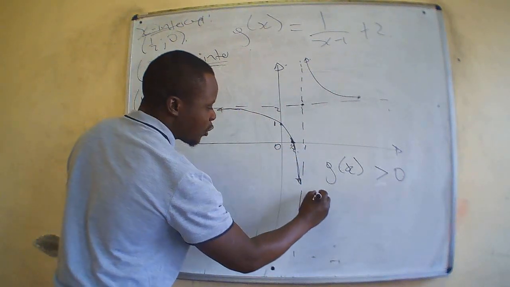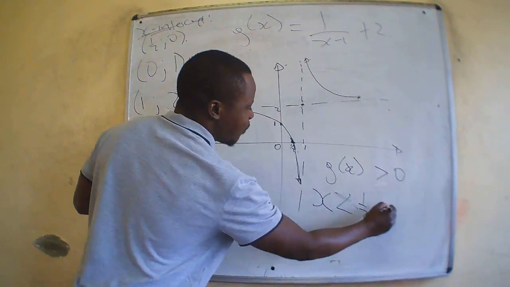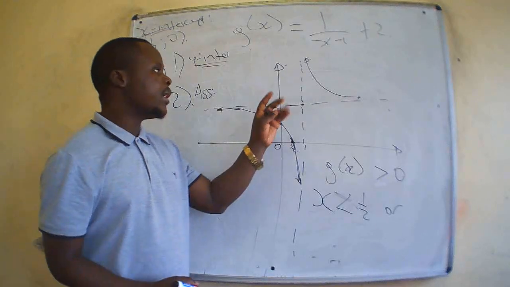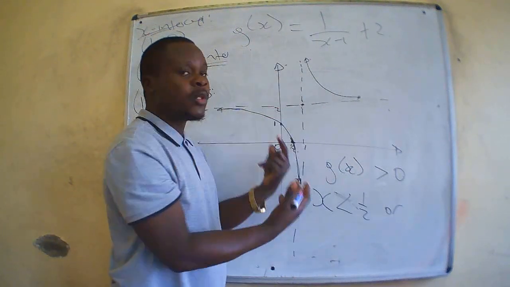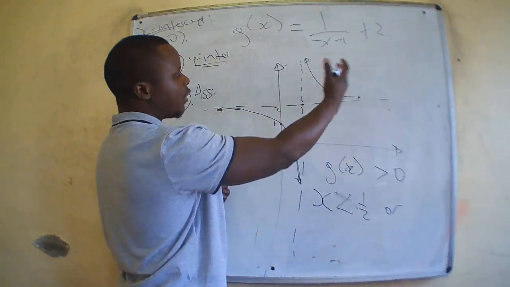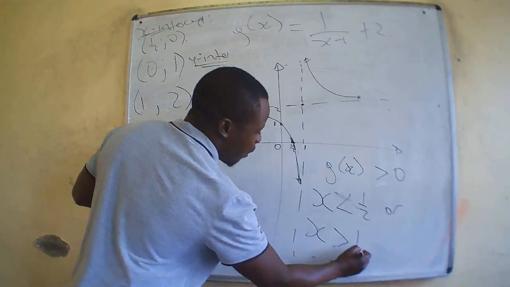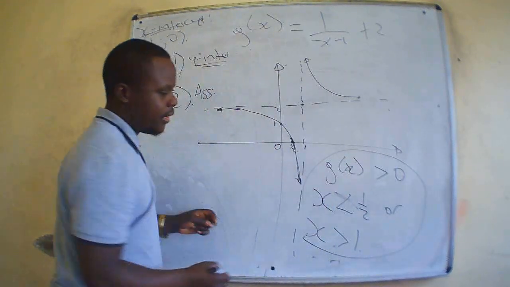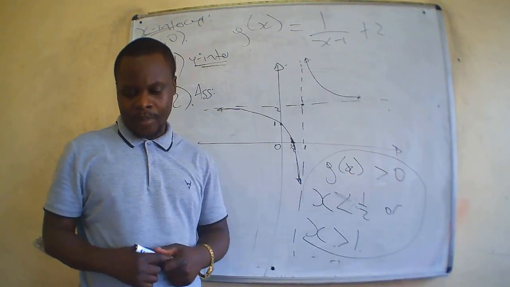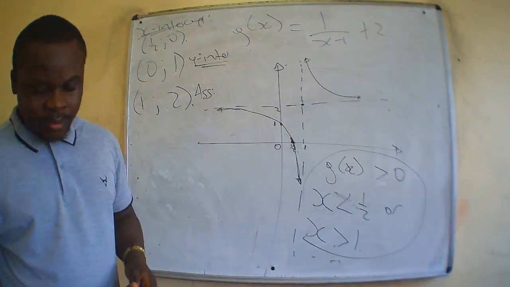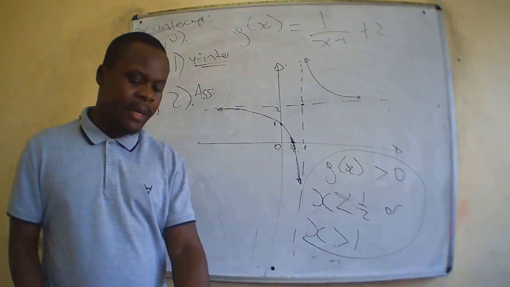And the graph is going to this side. So therefore, one of our solutions is x is less than half. Another solution is found where the graph is over the asymptote. If it's over the asymptote, that means the graph is found on the other side where x is bigger than 1. So x is greater than 1. These are the solutions for g of x is bigger than 0.